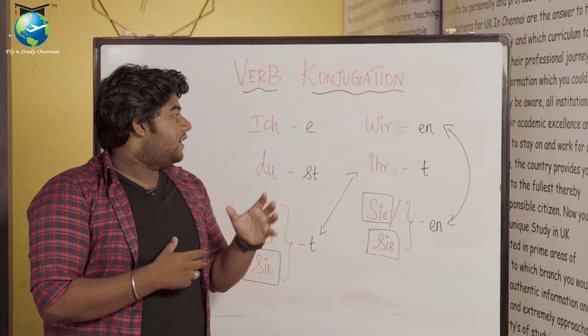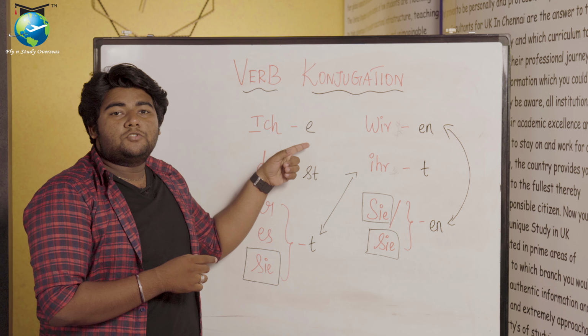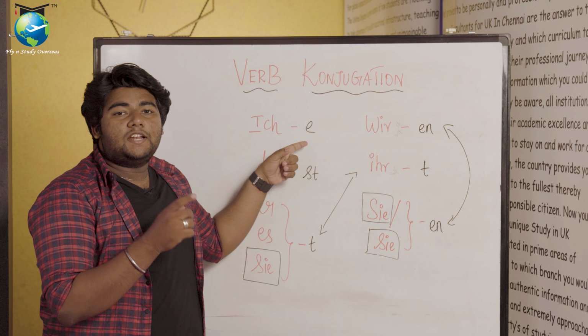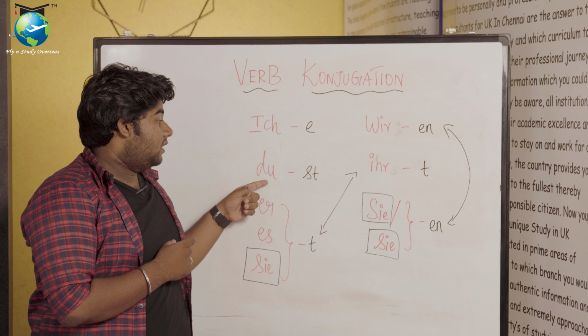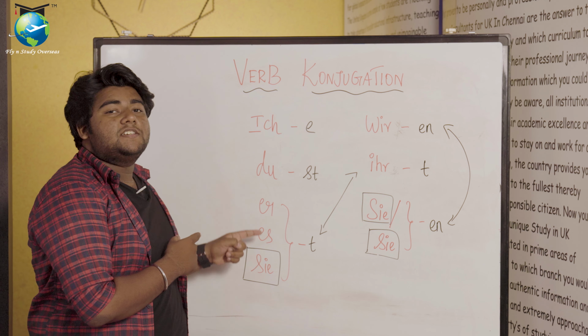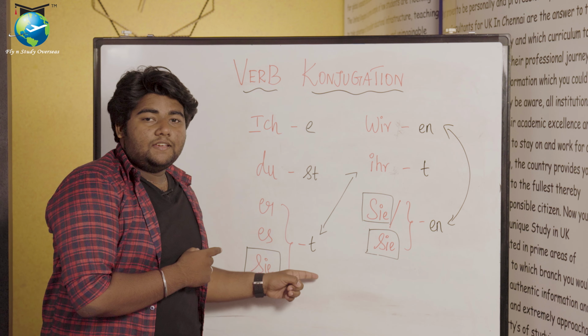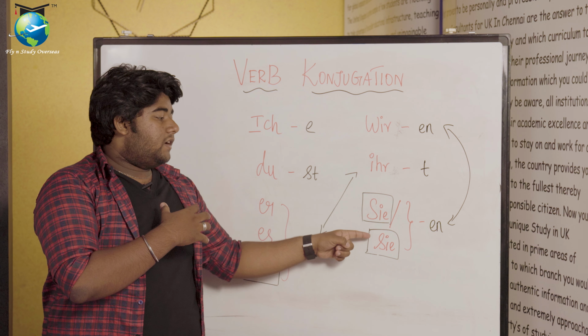Okay, so starting with ich. For ich, the verb should end with e. For du, it should end with st. For er, sie, es, which is he, she and it, the verb should end with t. For wir, the verb should end with en. For ihr, the verb should end with t. And for sie and Sie, which is they and formal you, the verb should end with en.